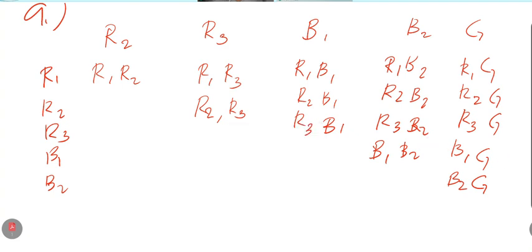Now, looking at the total number of unique outcomes we have, the total is 15. Let's write that 15.